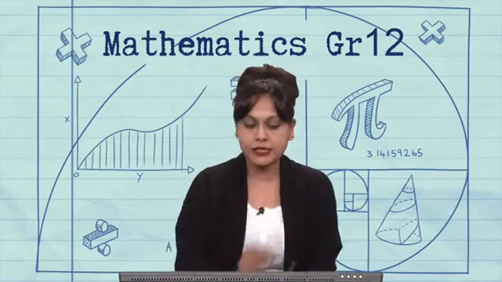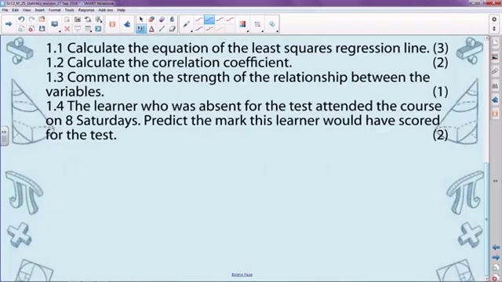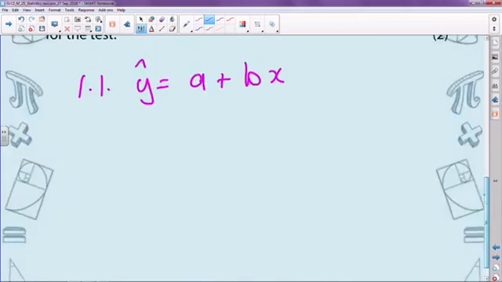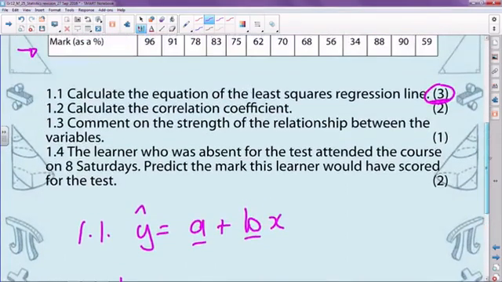The first question says, calculate the equation of the least squares regression line. It's for 3 marks. You need to be able to do this on the calculator. It is way too long to try and work this out manually for 3 marks. All right, so remember what we're working out is this. Okay, and in order to work out the equation of any linear line, you need the y-intercept and you need the gradient. Okay. I'm going to show you how to do this on your calculator.